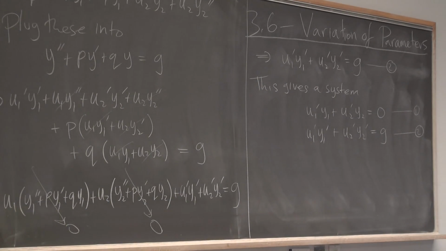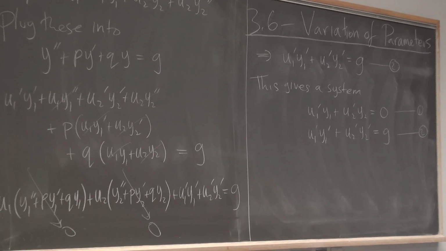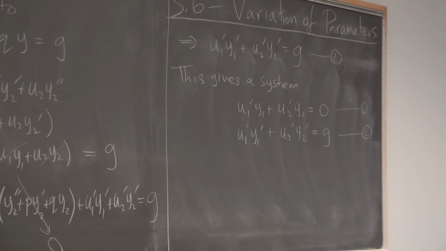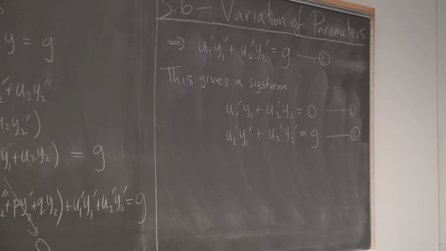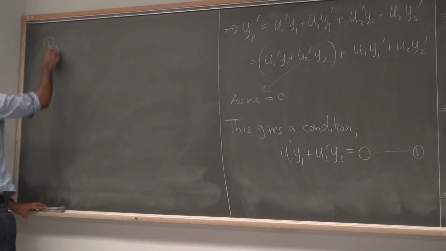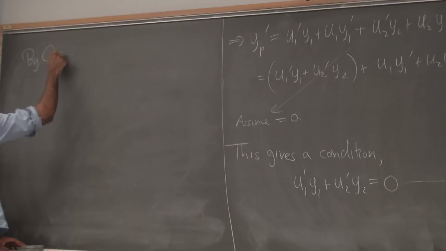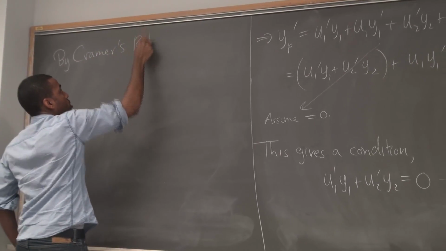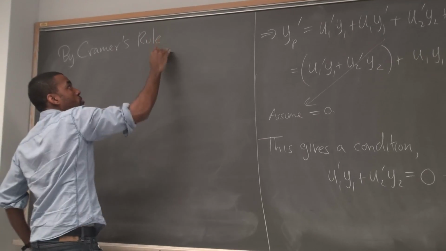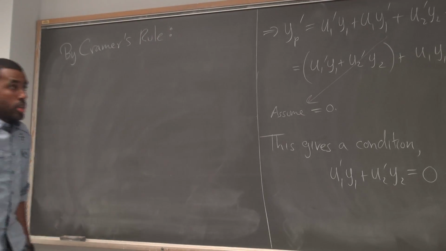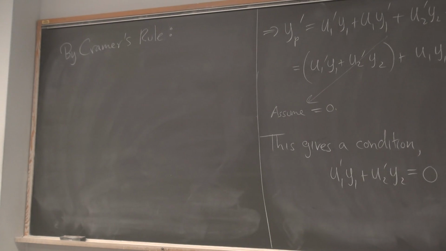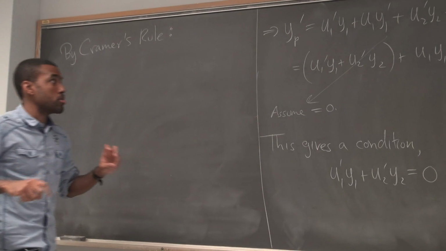Now, I want to solve the system using Cramer's rule. You don't have to use Cramer's rule, but using Cramer's rule is going to allow us to write down a formula in a very nice form, so I'm going to use Cramer's rule. So, by Cramer's rule, what do we need for Cramer's rule? Now remember, what I want to find is u1 and u2. So I'm thinking of u1 prime as my variable and u2 prime as my variable, right? So my y1 and y2 are like the constant terms here.